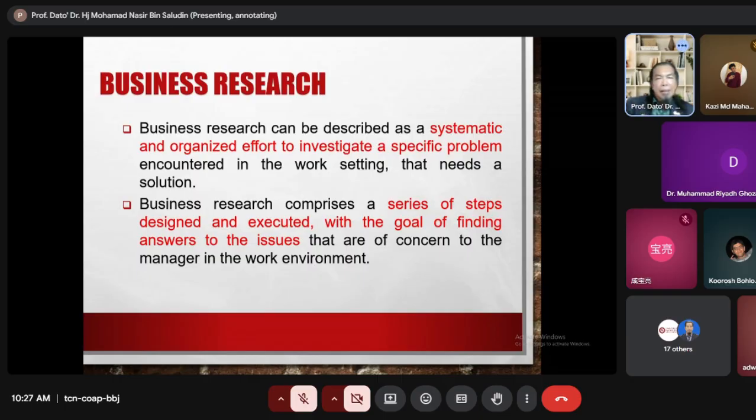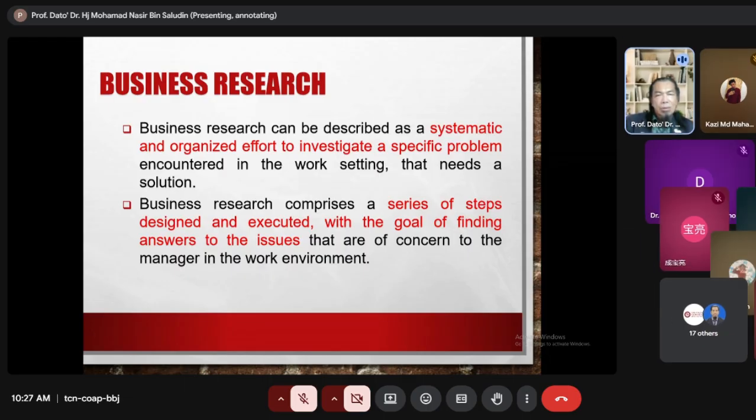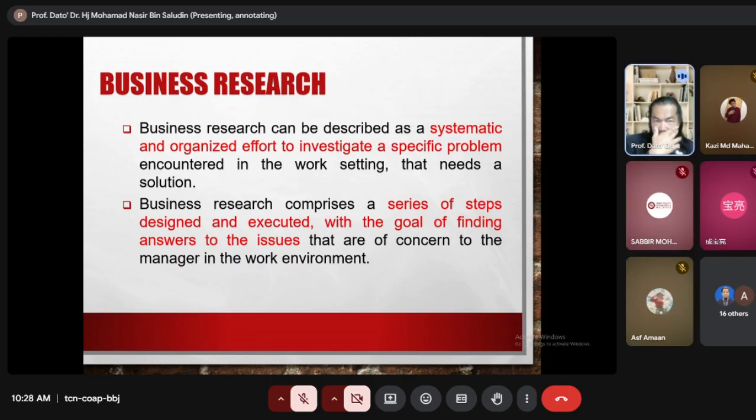Business research can be described as a systematic and organized effort to investigate a specific problem encountered in a work setting that needs a solution. And business research comprises a series of steps designed and executed with the goal of finding answers to the issues that are the concern of the manager in the work environment.